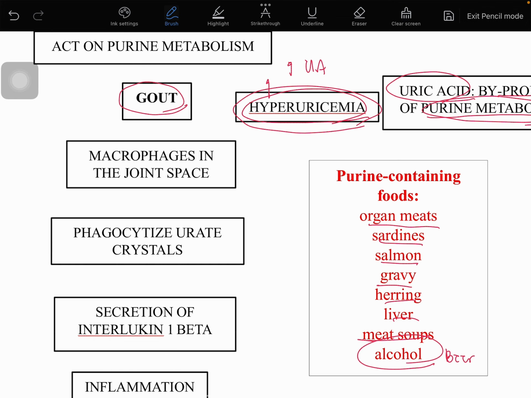Purine-containing rich foods, or these are the foods that have a high concentration of your purine. Ngayon, ang nangyayari kasi class, kapag gouty arthritis yan, usually, nagkakaroon ng infiltration or accumulation of your macrophages, okay? Or yung mga macrophages natin in your joint space natin.